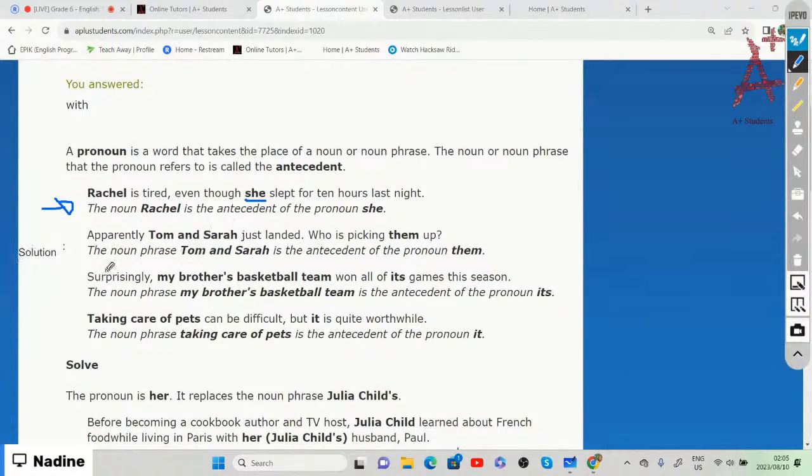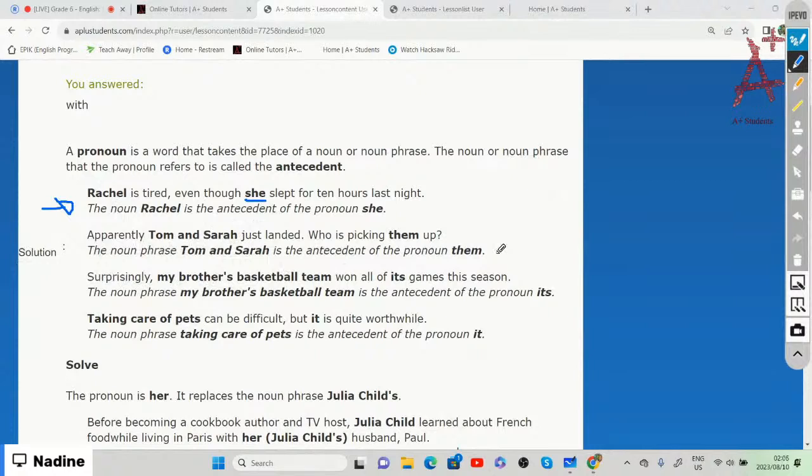Apparently, Tom and Sarah just landed. Who is picking them up? In this case the noun phrase, which is Tom and Sarah, is our antecedent, and it is the antecedent of the pronoun them. So them refers to Tom and Sarah, and them is the pronoun.